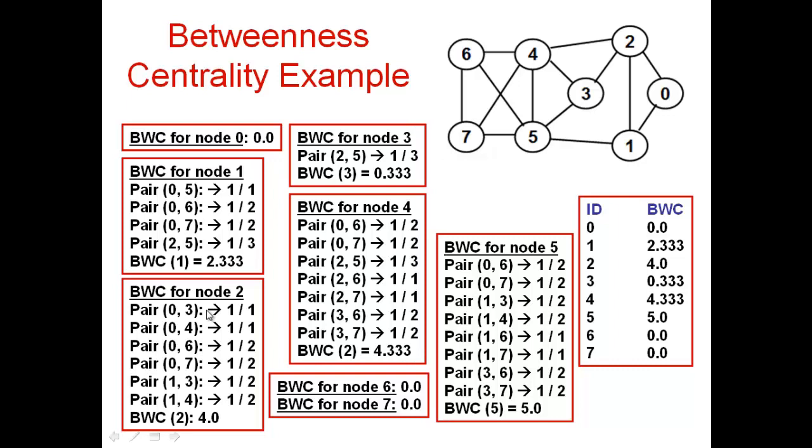Similarly, for node 2, these are the fractions of the shortest paths that go through node 2 between all these node pairs. So the sum is 4. If you do this for every vertex, what we get is the betweenness centrality of each of these vertices.